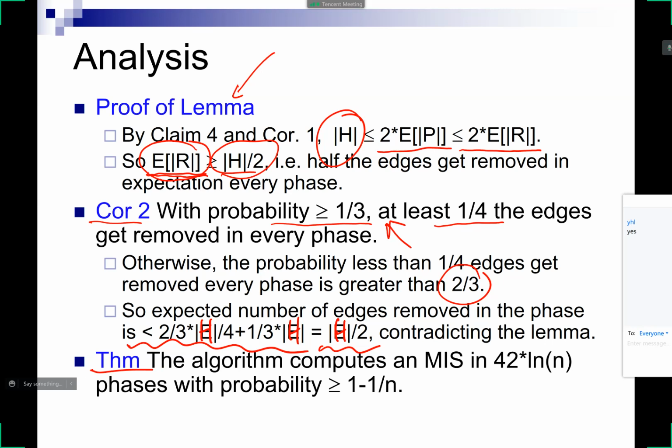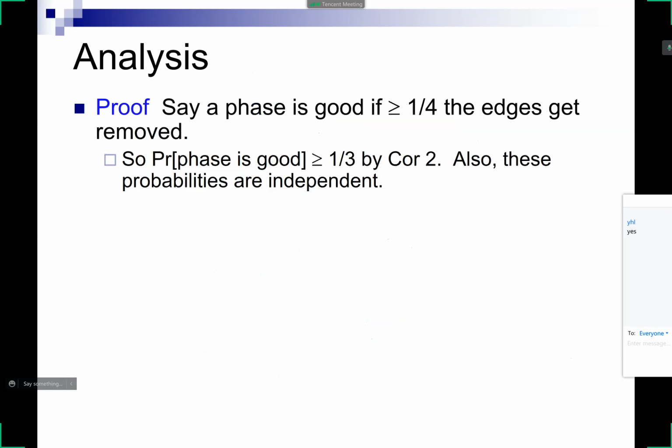Once you have this, then we can finish up the analysis of the algorithm. We have a theorem which says that this algorithm is going to compute a maximal independent set (MIS) in at most 42 log n rounds with high probability. You'll see why I chose this number 42 here, but it's basically order of logarithmic rounds. So let's do this analysis.